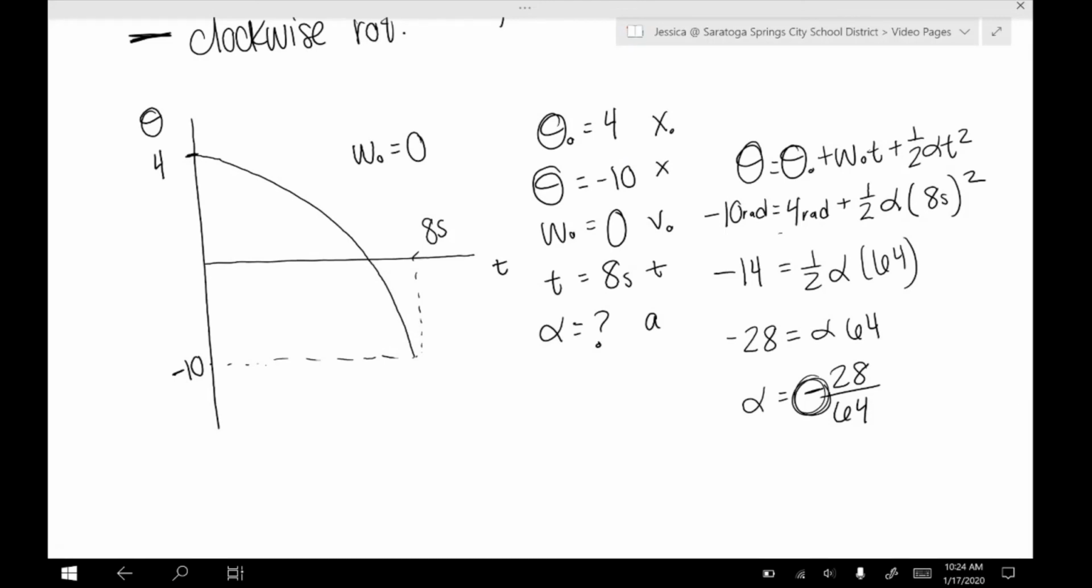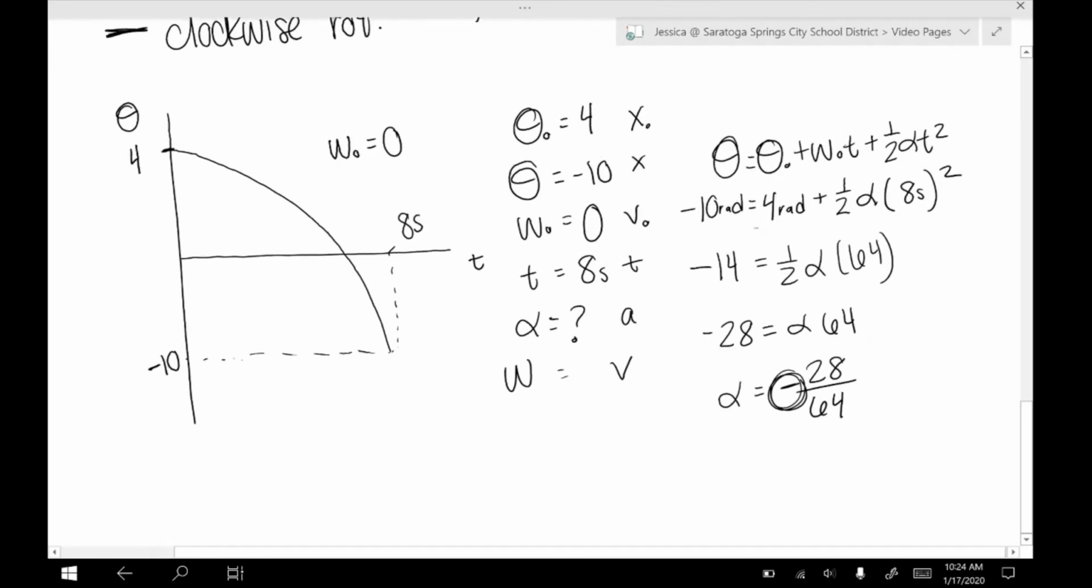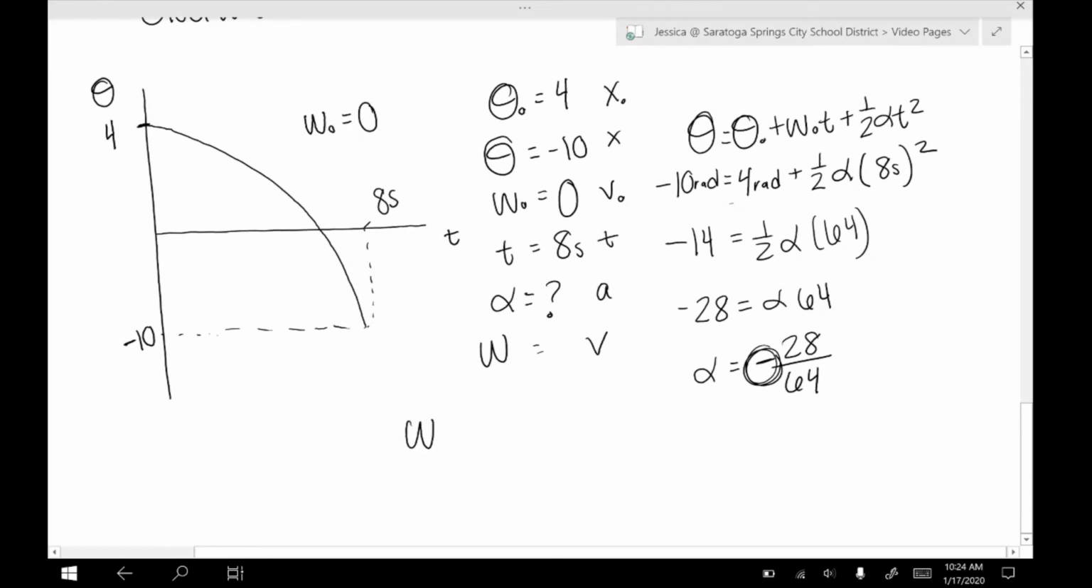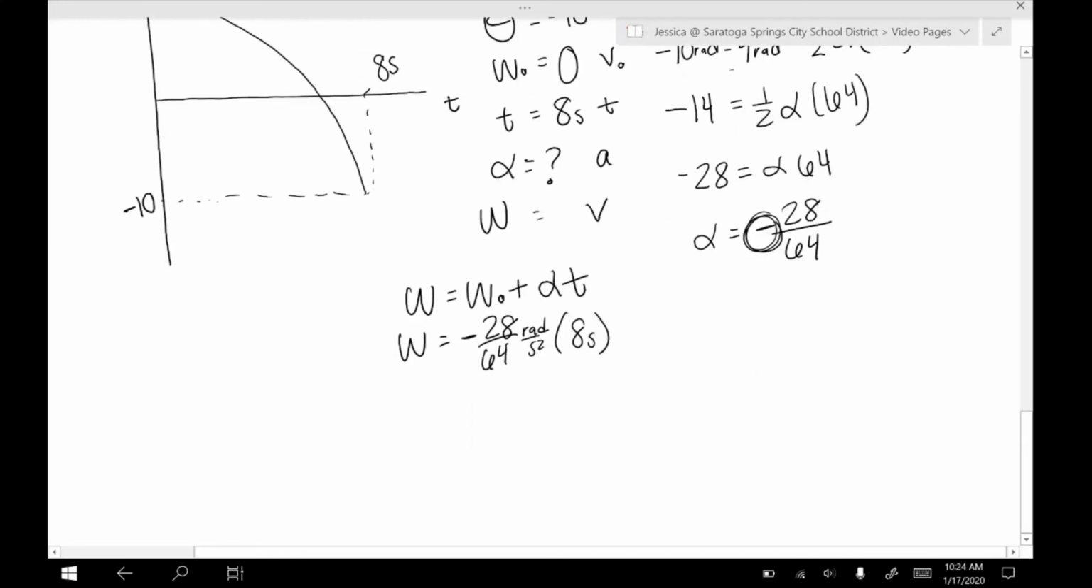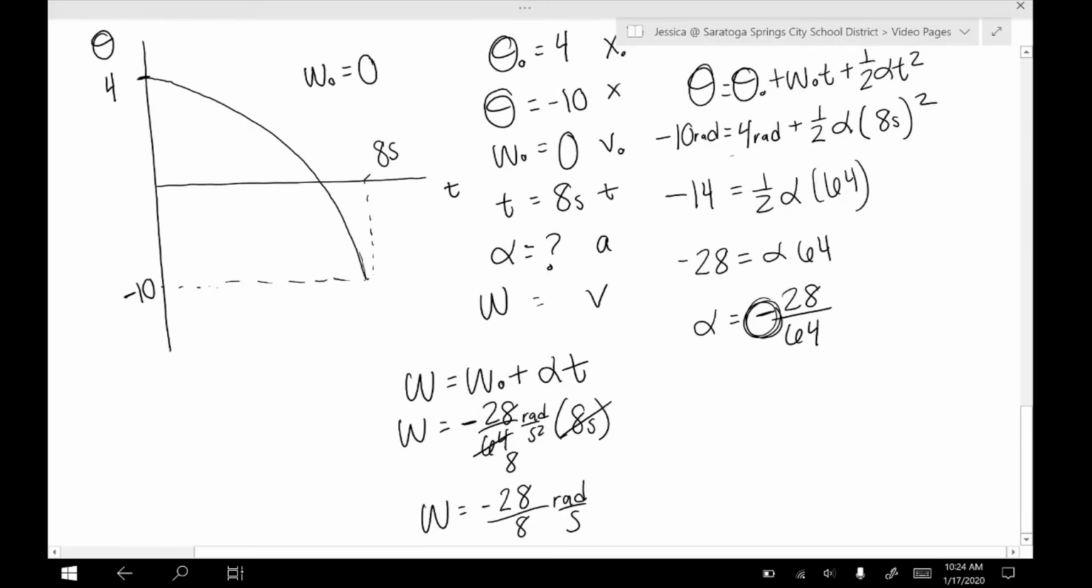We could also use this to find the final angular velocity, omega, or in terms of linear, v. We can use whatever equation we want at this point. I'm going to use omega equals omega 0 plus alpha t. So initial angular velocity is 0. Alpha is -28 over 64 radians per second squared. My time is 8 seconds. So this can simplify to 8, and my final angular velocity is -28 over 8 radians per second, and that makes sense because this slope here is a negative value, and it is larger than 0.